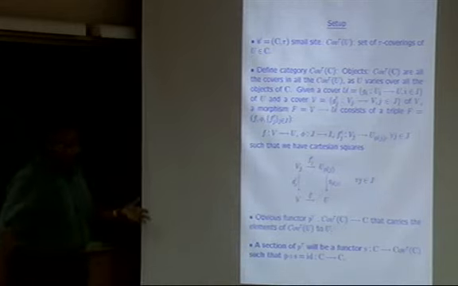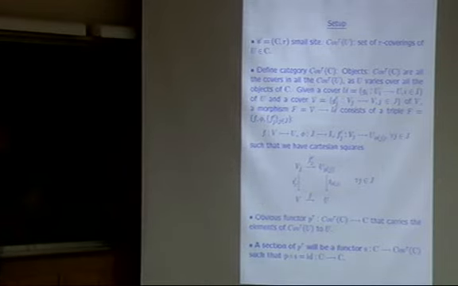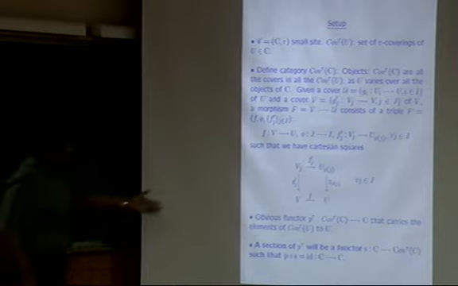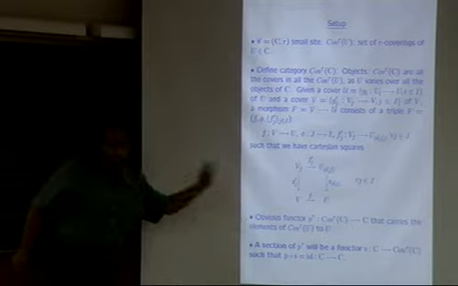So that's what I'm saying, so that this would be all Cartesian squares. Basically that would be a morphism of covers, a cover of U pulled back to a cover of V. So that's what I mean. And it's clear that you have an obvious functor from Cov_τ(C) to C, which just carries the coverings of U to U.